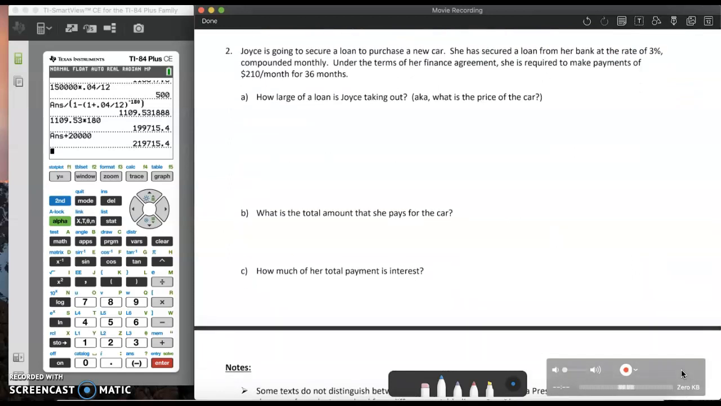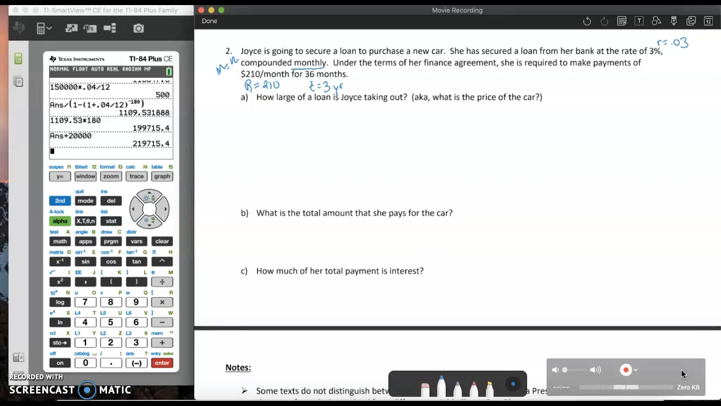Okay, so let's see. Number 2 says Joyce is going to secure a loan to purchase a new car. She secured a loan from her bank at the rate of 3%. So I'm going to go ahead and say the rate is 0.03, compounded monthly. So we know that our M is 12 here. Under the terms of her finance agreement, she's required to make payments of $210 a month for 36 months. So we know the monthly or that recurring payment. In this case, we know that the big R is 210, and she's doing this for 36 months. If I adjust that to years, that's 3 years.